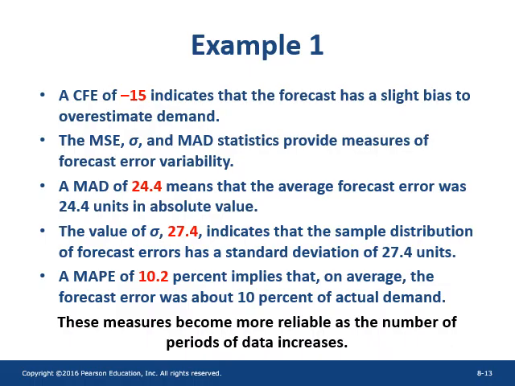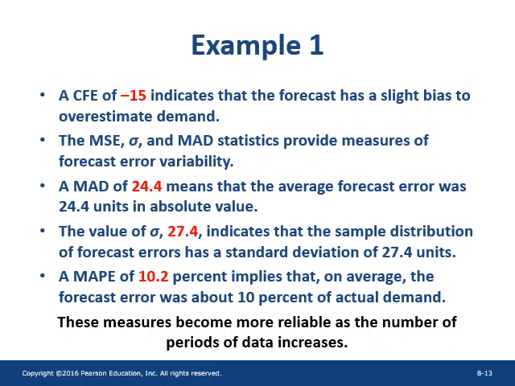The MSE, the square root of the MSE, sigma, and MAD, they provide measures of the extent on average of the magnitude of demand. So MAD of 24.4 means on average we were off by 24.4. The value of sigma, which is the square root of the MSE, tells us that the distribution of forecast errors has a standard deviation of 27.4.